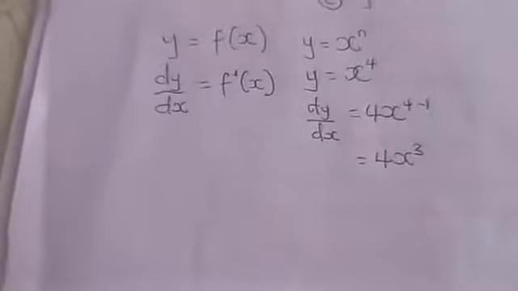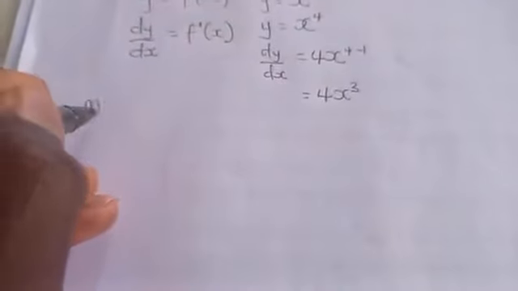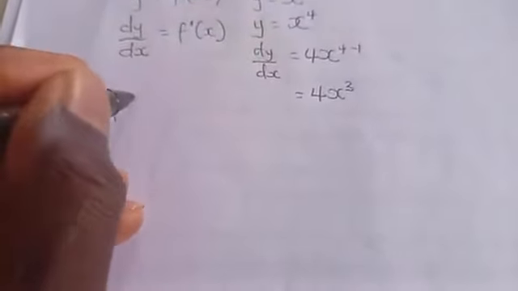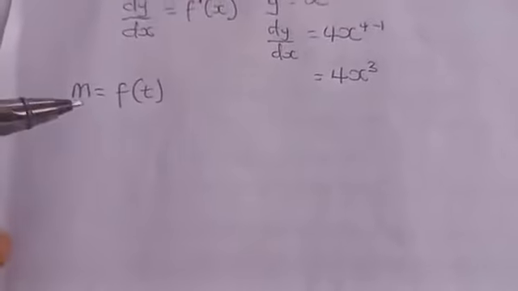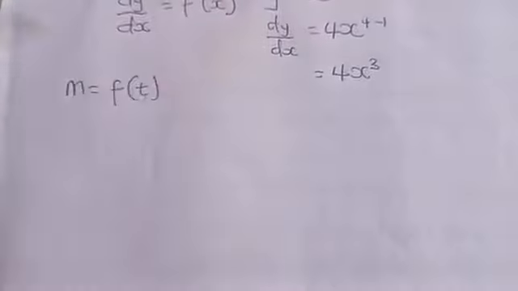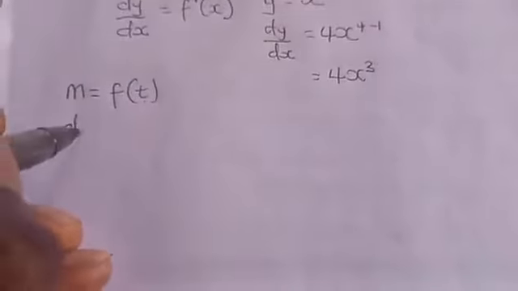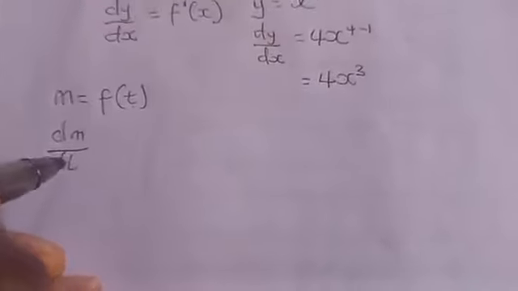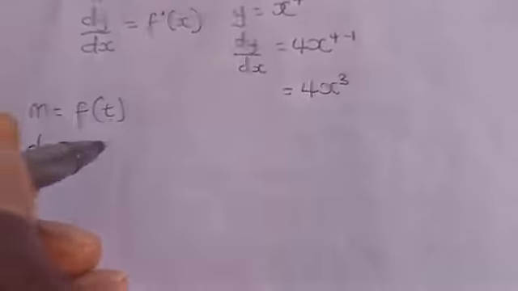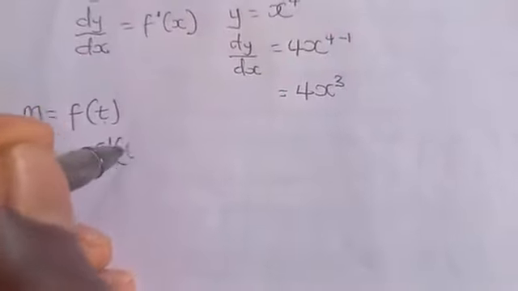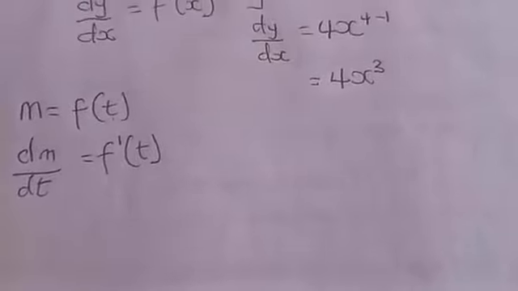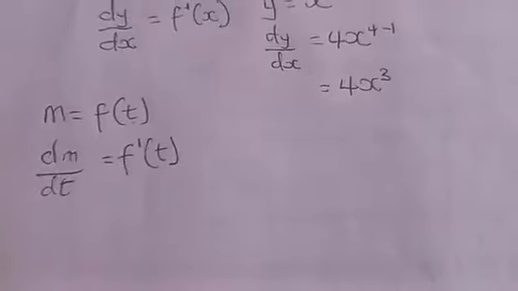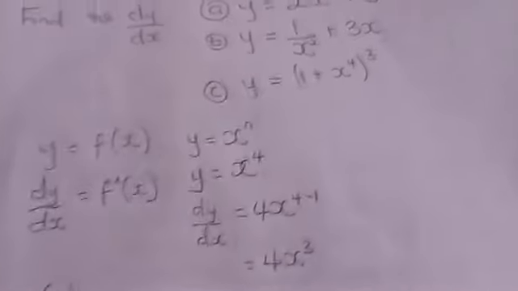We can use m to represent those parameters. For instance, if m is equal to a function of t, right? The change in m with respect to t will be written as dm dt, and that will be equal to f prime, that's the derivative of t. So any alphabet, any variable that is used, it follows the same principle. Now let's go back to our question.